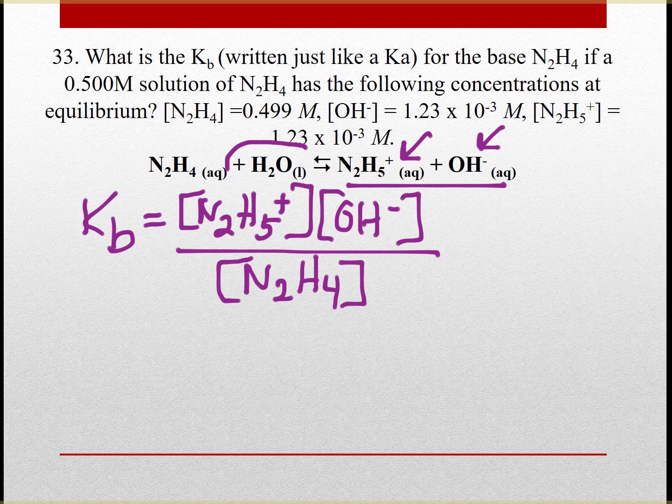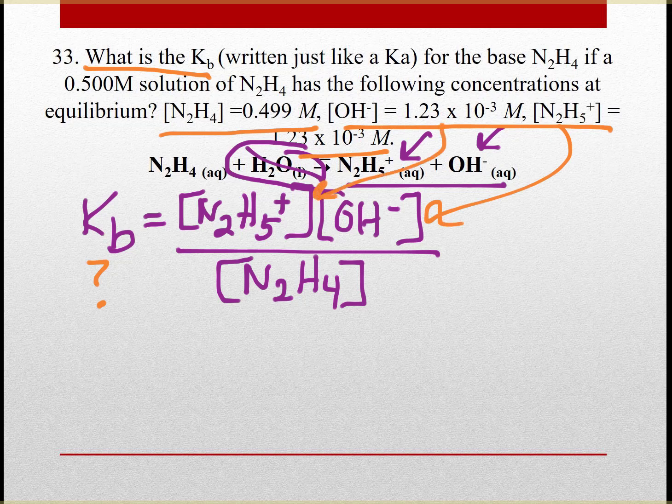You might be asking, hey, what about that H2O? Look, it's a liquid, so just ignore it. We don't put that into our equation. Let's look and see the numbers that are given to us. It says, what is the Kb? So I'm solving for this. This is the unknown. And then it gives us each of these values. All I need to do is put each of those numbers right where it says in the equation, and then I just multiply and divide and I'm done. So that's how you do that one. The little trick again is to write your Kb correctly. You don't want to include water in your formula.